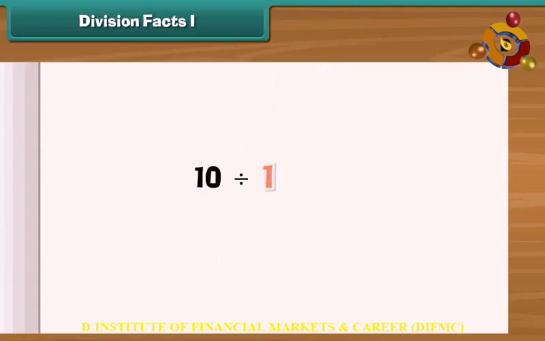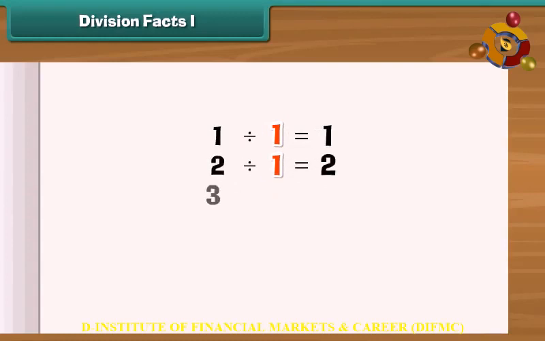When a number is divided by 1, the result is the number itself. 1 divided by 1 is 1. 2 divided by 1 is 2. 3 divided by 1 is 3, and so on.